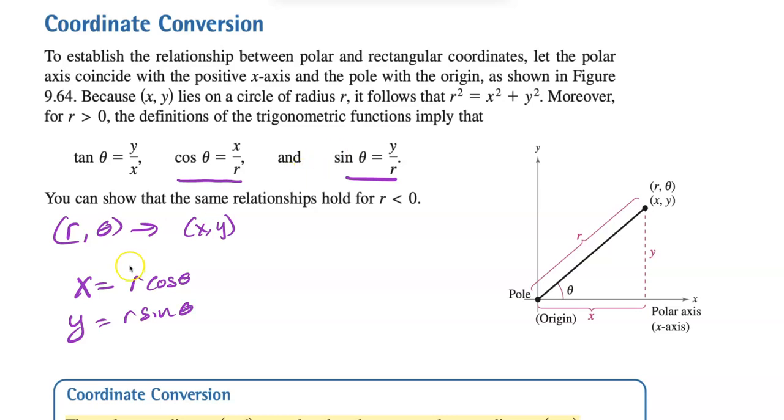So that's it. If I give you a polar and you want the rectangular, all you have to do is plug into this formula, right? Because it all comes from making a triangle. So you make a triangle and basically solve for x and solve for y.